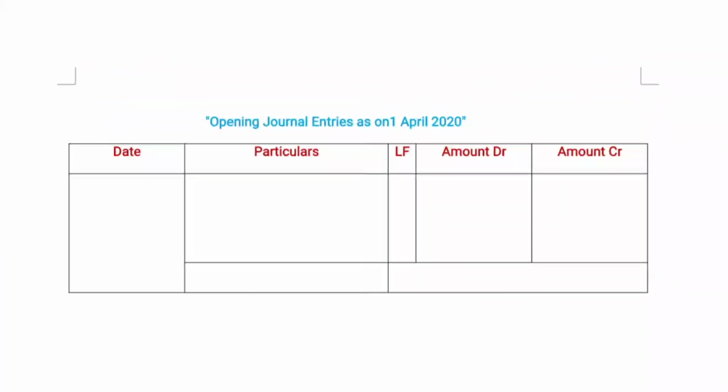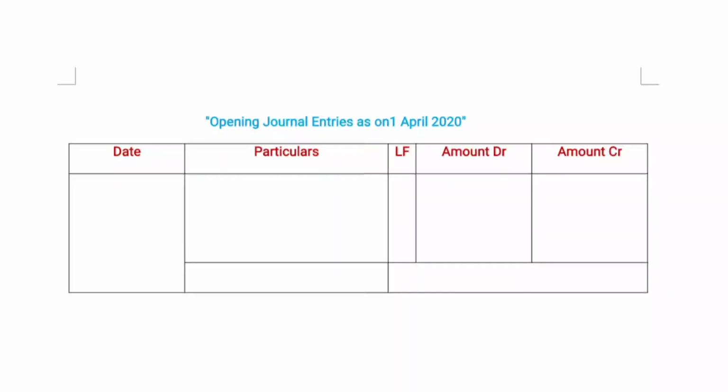Now coming to the opening journal entries as on 1st April 2020, this is the format of the journal proper, which we already discussed. It has date column, particulars, ledger folio, amount debit, amount credit. Here the amount is based on the given currency; in India, rupees is used. Now coming to the date column, there is only one date entry in the opening entries, that is 1st April 2020.